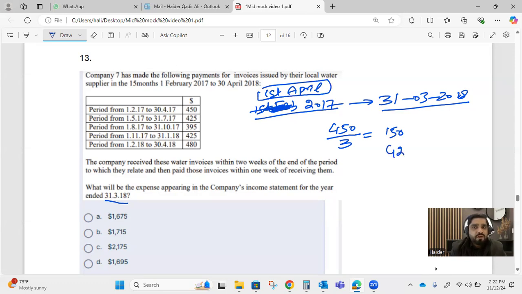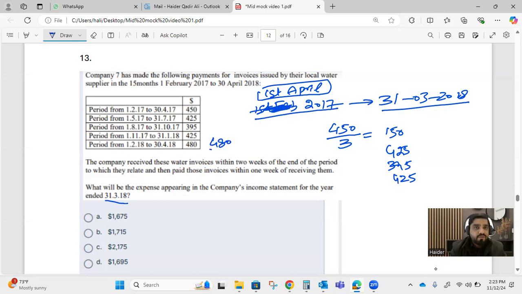425 will also be taken into consideration because this belongs to this period. 395 will also be taken into consideration because this belongs to the year 2017. And 425 will also be taken into consideration because this belongs to this year ending at 31st March 2018. However, there is a point.